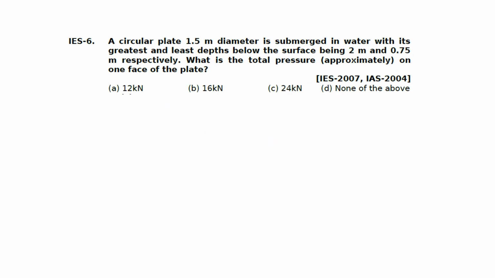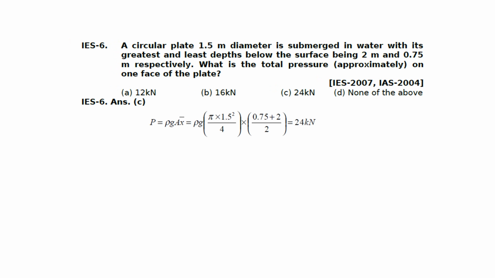Okay, next question. This question came in IES 2007 and IES 2004. A circular plate 1.5 meter diameter is submerged in water with its greatest and least depth below the surface being 2 meter and 0.5 meter respectively. What is the total pressure approximately on one face of the plate? Obviously they are asking total pressure, which is nothing but the hydrostatic force, rho g A x bar. The area is pi by 4 d square.